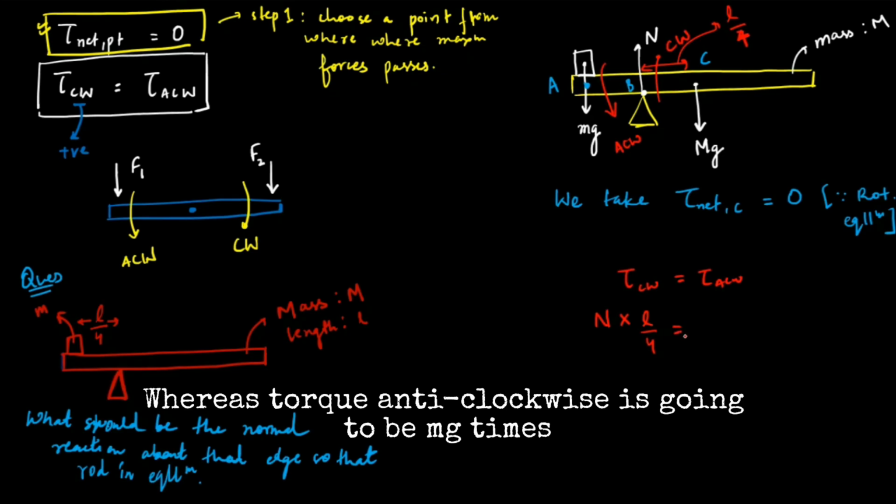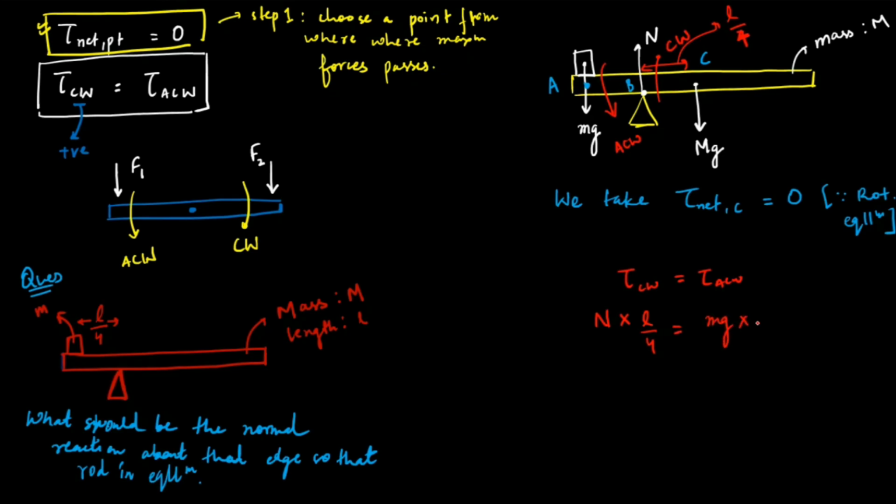Whereas torque anti-clockwise is going to be mg times what? It would be the distance L by 2, because we took the point. Correct. So normal is going to be 2 mg.